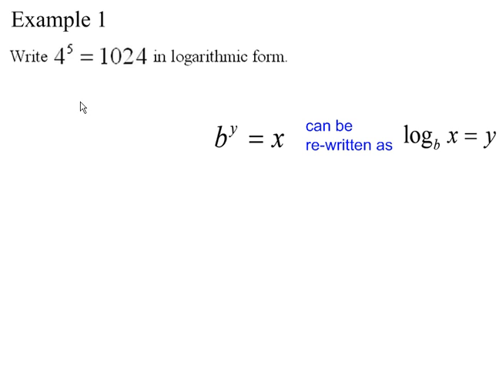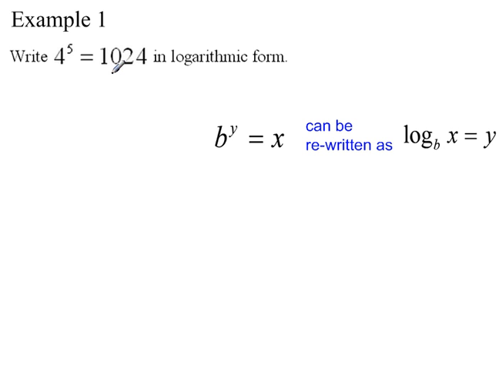So here we have example 1, and it says write 4 to the 5th equals 1024 in logarithmic form. Now if you recall from our previous discussion, b to the y equals x can be rewritten as log base b of x equals y.